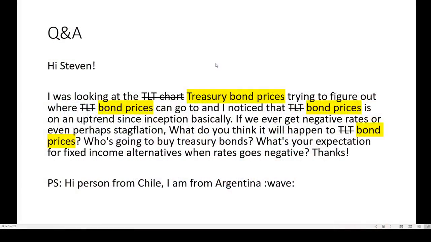I know you say that's not going to happen. It will. What's your expectation for fixed income alternatives when rates go negative? I don't yet. I have some ideas, but I don't know for sure what I'm going to do with that yet. Thanks. You're welcome. P.S. Hi, person from Chile. I'm from Argentina. And so we'll end the show with where bond prices are going.